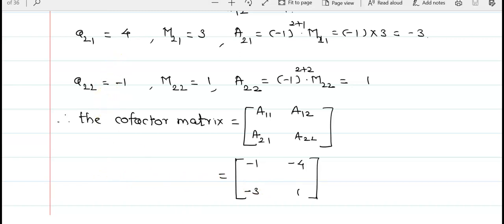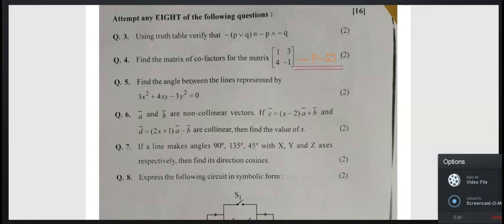Now, next is find the angle between the lines represented by 3x square plus 4xy minus 3y square is equal to 0. This question is from the straight line. It's a very simple question. Now to find the angle between the lines represented by 3x square plus 4xy minus 3y square is equal to 0.